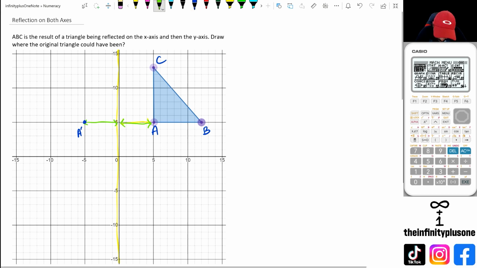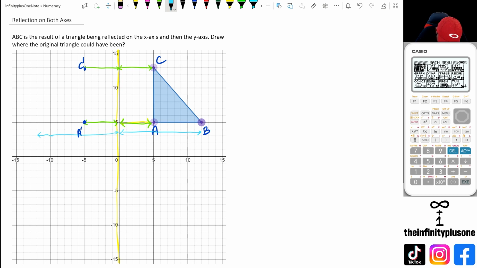Then I'm going to repeat the same process for C. So C is 5 units away from the y-axis, so C is going to be 5 units from the y-axis on this side here. And finally, we've got B. B is about 12 units away from the y-axis. But because it's along the line of where A is, I'm just going to keep in mind that I've got to reflect 12 units. But really, B dash is here.